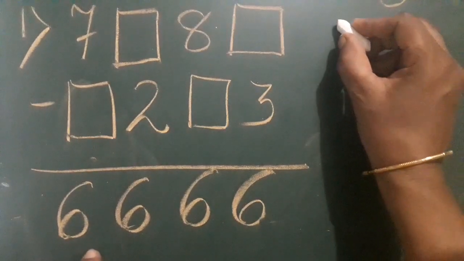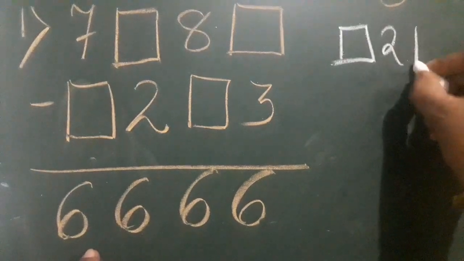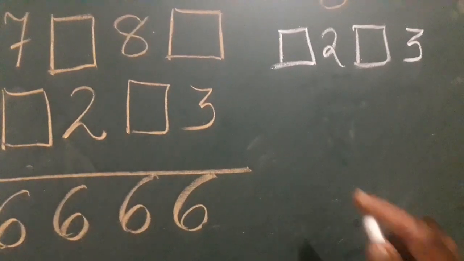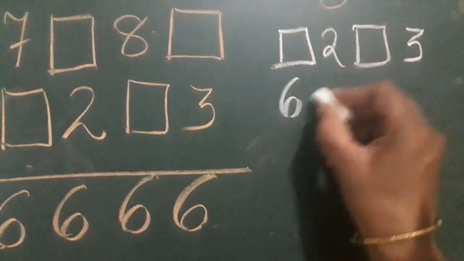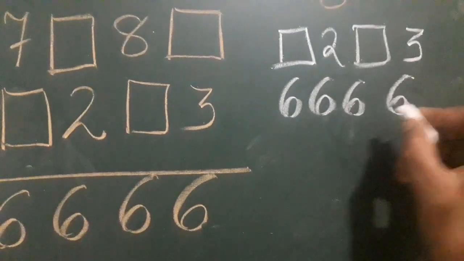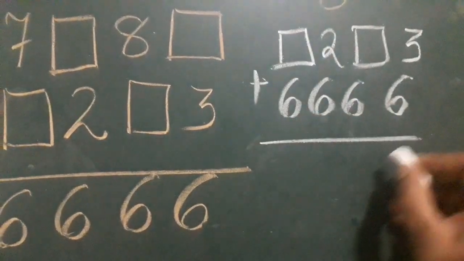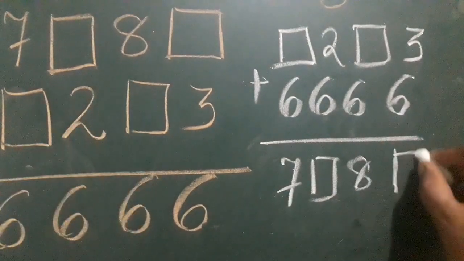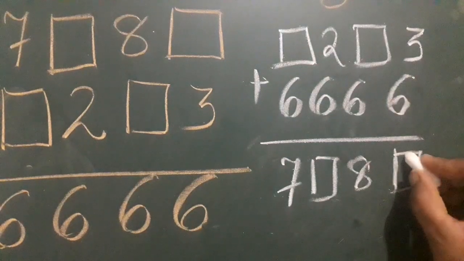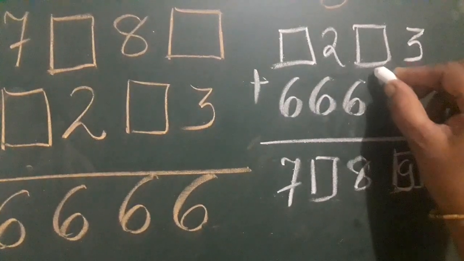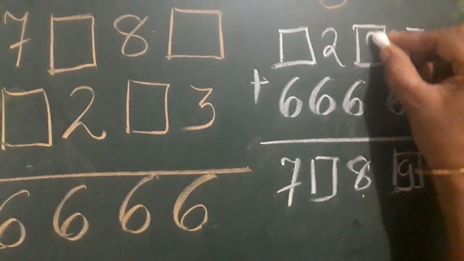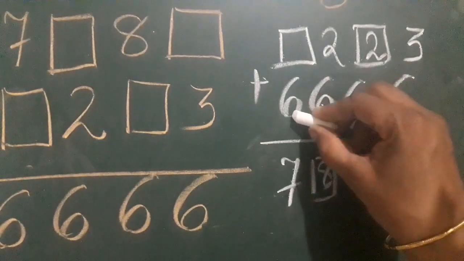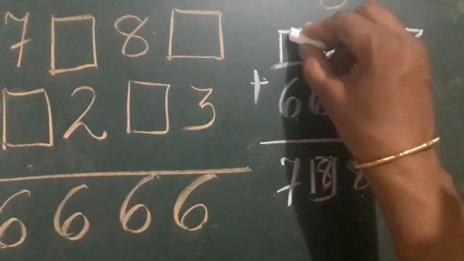Now what I have is box 2, box 3, and now the second number, that is I will add 6, 6, 6 and 6. So when I add these two numbers, I should get 7, box 8 and box. Fine. Now 3 plus 6 is 9. 6 plus which number is 8? So 6 plus 2 is 8. Now again 2 plus 6 is 8 and 6 plus which number is 7? So 6 plus 1 is 7.